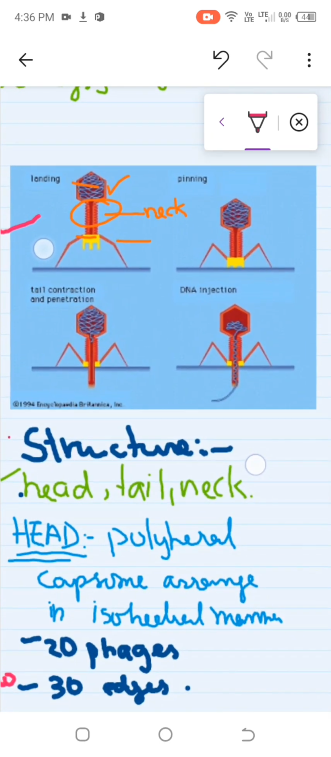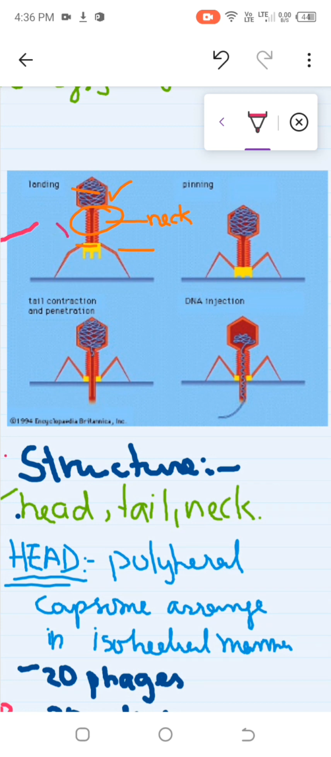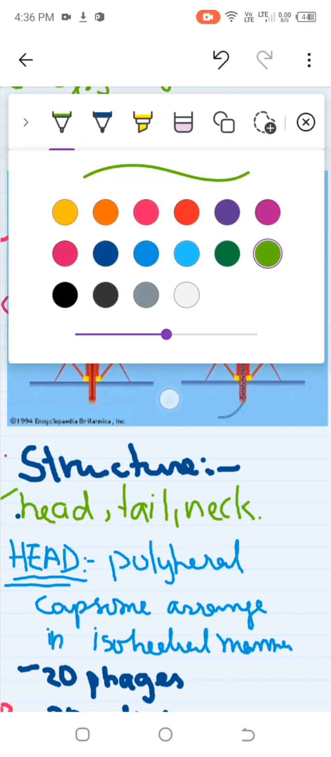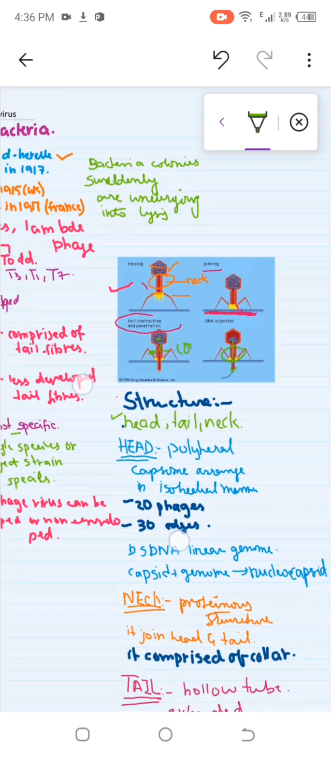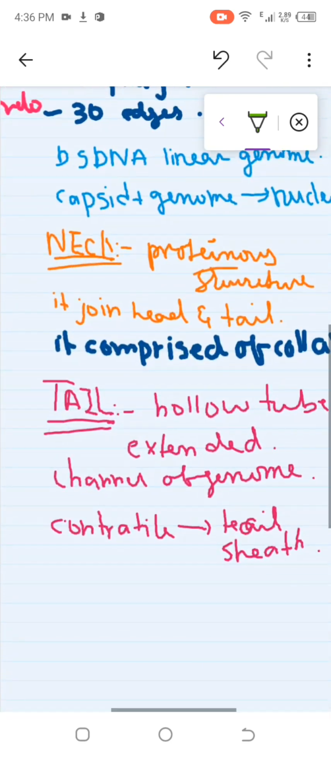As you can see in this diagram, first we have the tail, and this is when it is pinning. Here is the host body where it is pinned. Now when it is pinned, you get contraction and penetration. Here you can see the genome entering inside this hollow tube, and the tail sheath is contracted, and when it contracts, the genome goes further inside. Okay. So this is the contractile sheath.